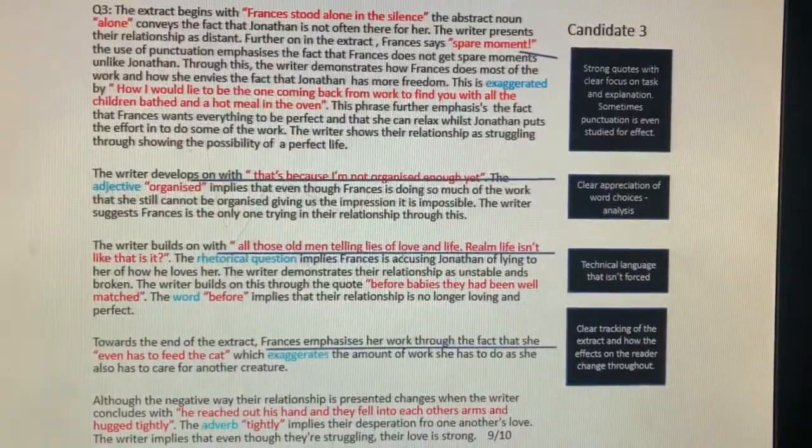And there you go then, 9 out of 10 for that response. Lots of quotes. Quite short explanations, which is fine given the time limit, and technical language being used in a way that shows they understand why that technique might have been used in the first place.